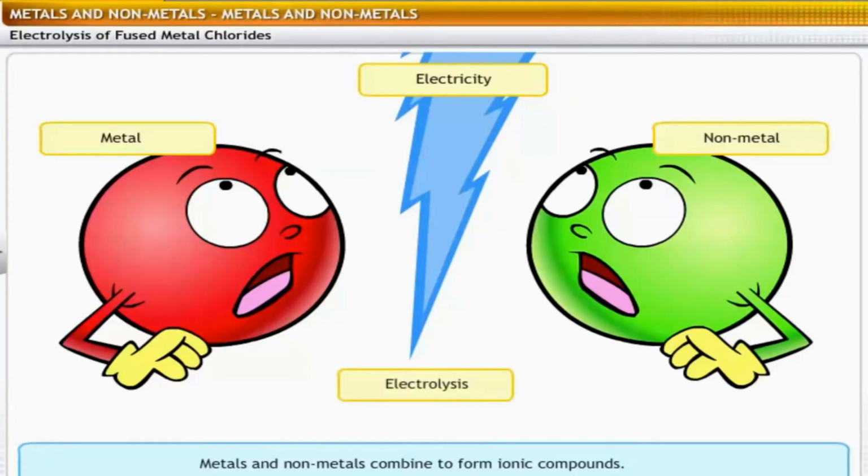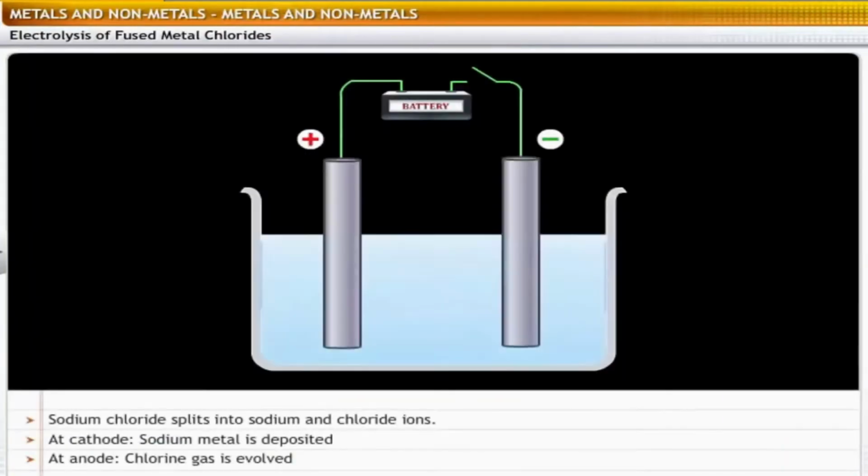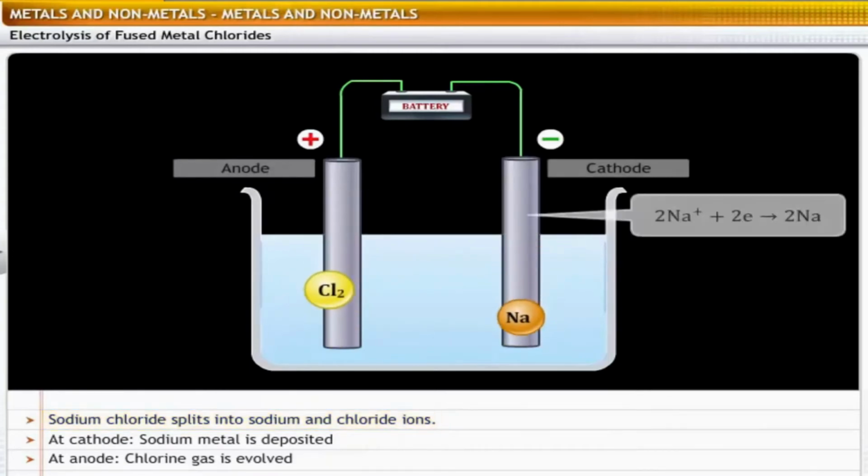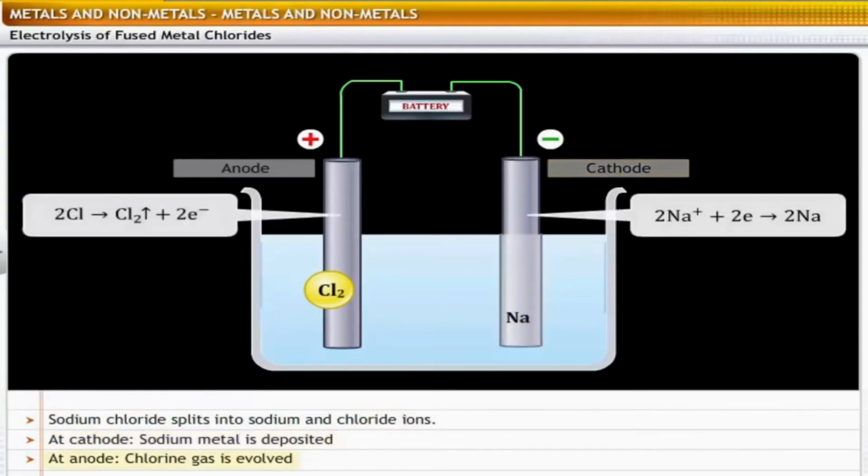To understand how metals and non-metals are separated through electrolysis, let's consider sodium chloride. On passing electricity, sodium chloride splits into sodium and chloride ions. Sodium metal is deposited at the cathode. The non-metal chlorine gas evolves at the anode.